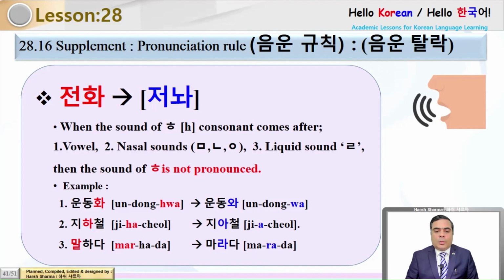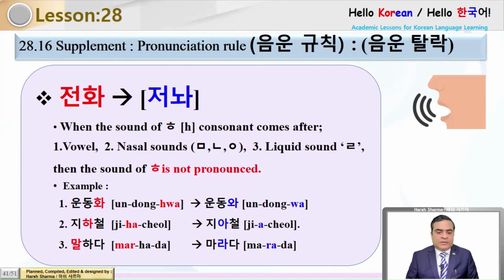Spelling is 운동화. Pronunciation will be 운동와. Number 2, spelling is 지하철. Pronunciation will be 지아철. Number 3, spelling is 말하다. And the pronunciation will be 말아다. So ha sound will not be pronounced.